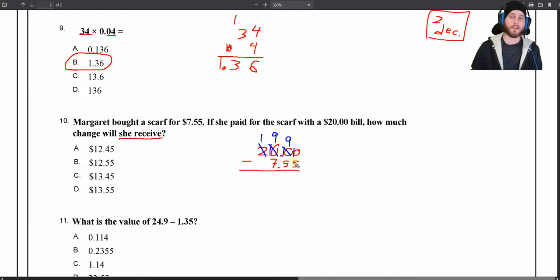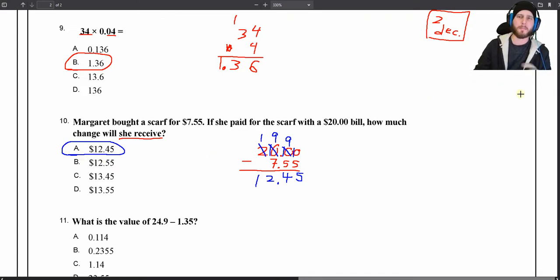Way too much. I see people leave these as 10s or turn those into 9s and then borrow from them and turn them into 8s. It's weird things like that. Anyways, we've got 10 minus 5, which is 5. 9 minus 5 is 4. 7 minus 9 is 2. And 1 minus nothing, 1. She should receive $12.45.